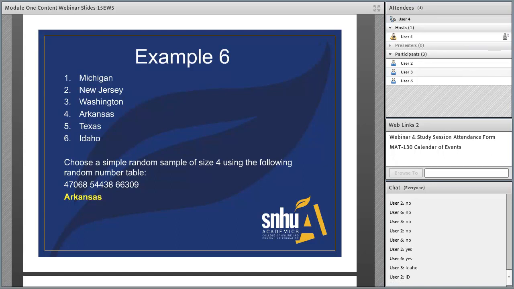Okay, all right, good. So let's put Idaho in our sample. How about 8? All right, we'll move on. All right, how about 5? Okay, let's put Texas in our sample. All right, now we get to 4. What do we do with that 4? Any ideas?